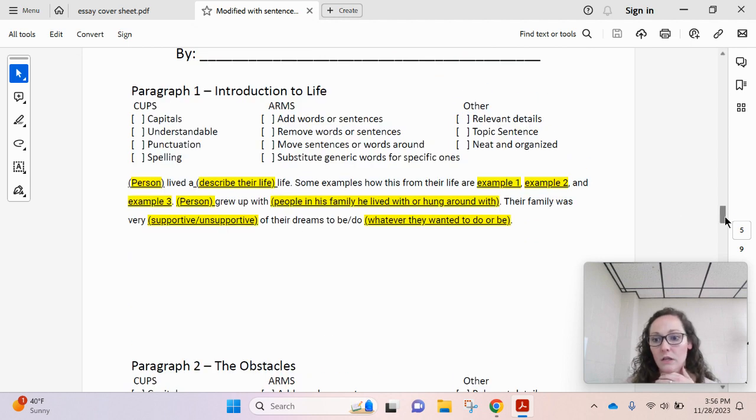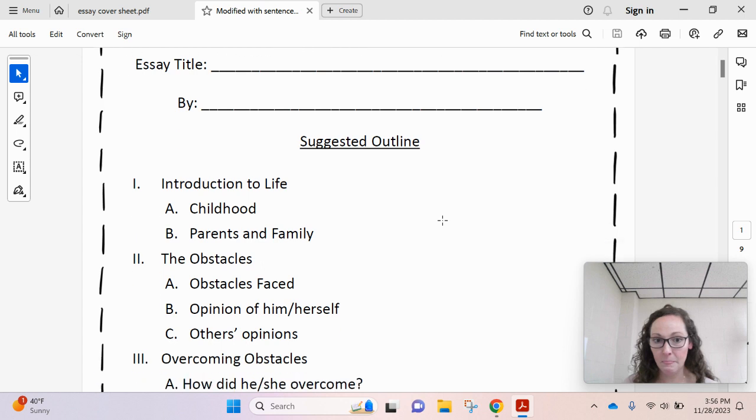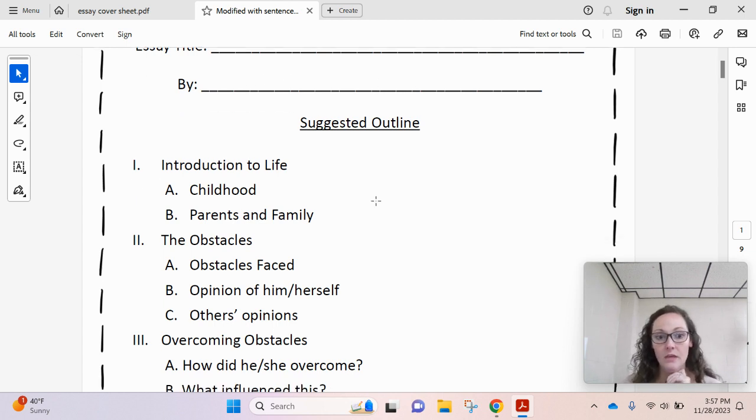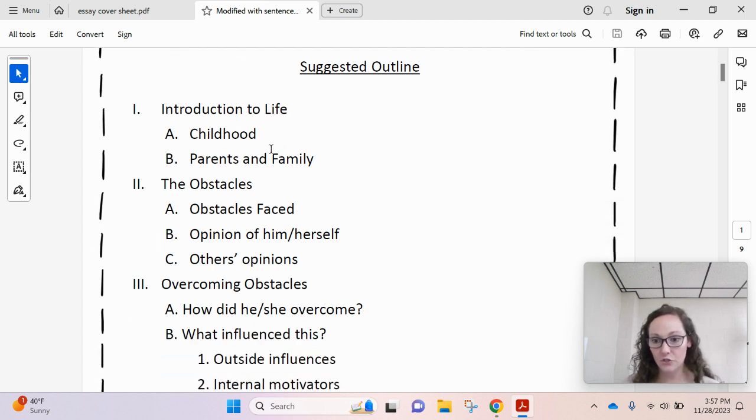So here is what the next page looks like. Here is the suggested outline. You are going to write your essay title here. This might just be your person's name, overcoming obstacle, whatever that obstacle may be. This should be your first and last name. Now, you don't have to write anything else on this sheet necessarily, but this is showing you how you can organize your essay when you start to do your rough draft and your final draft.